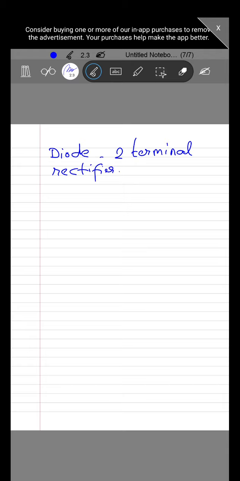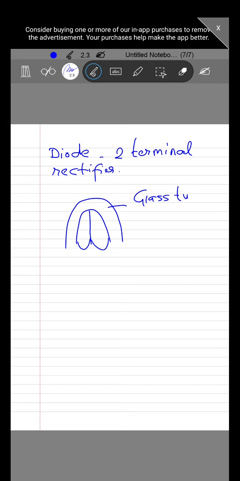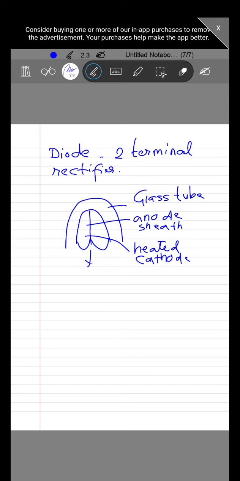So it consists of a glass tube. There is an anode sheet and there is a heated cathode. And this is the central heater.